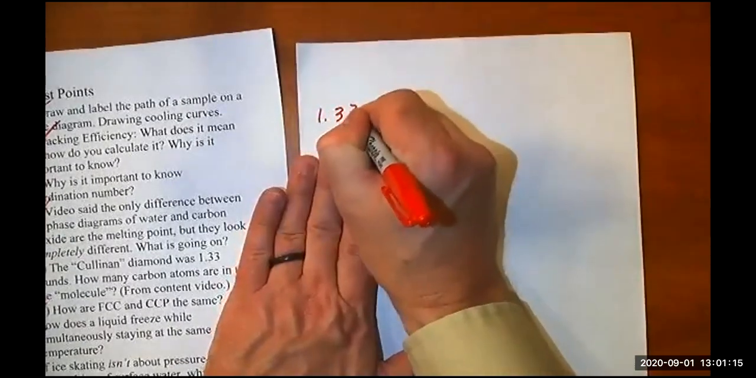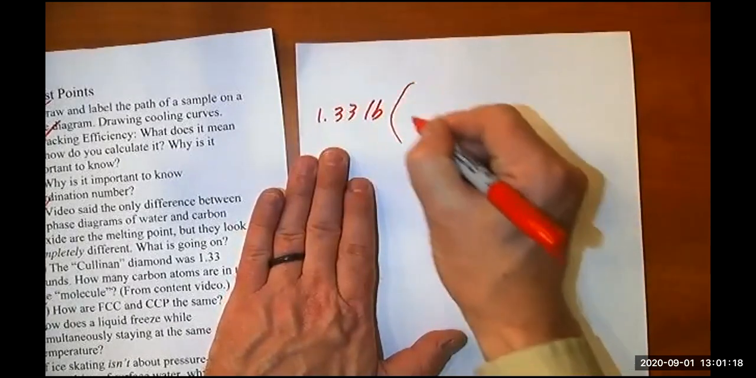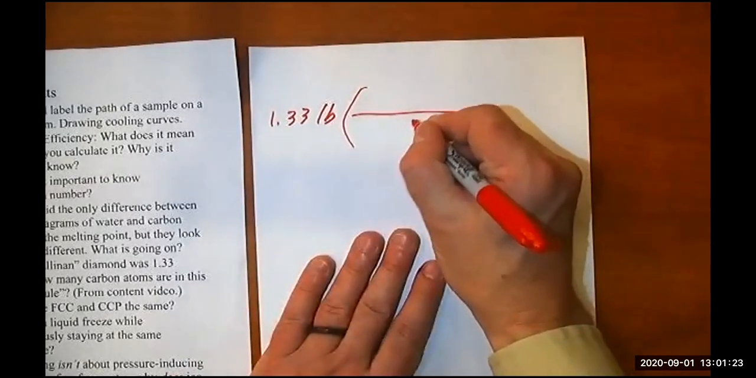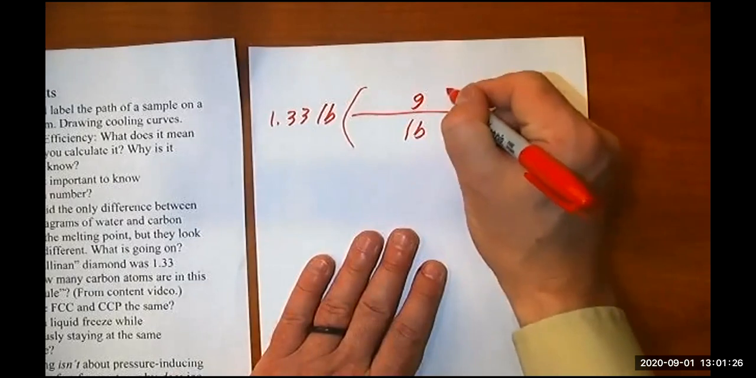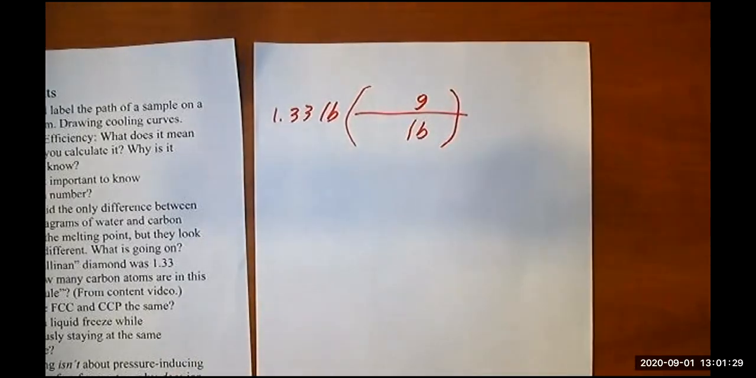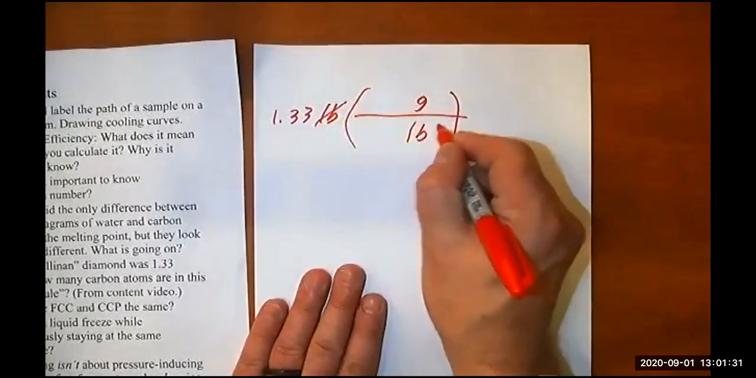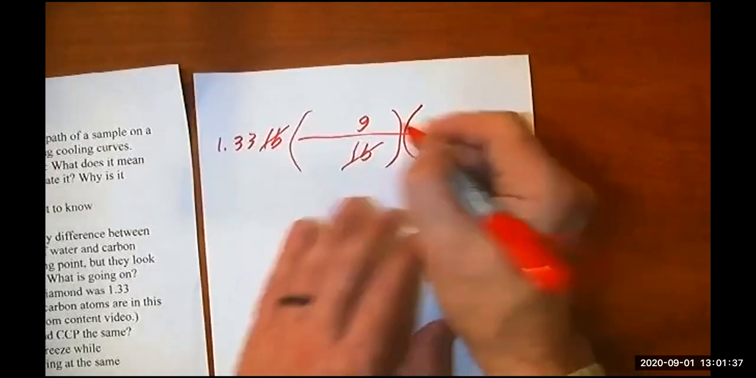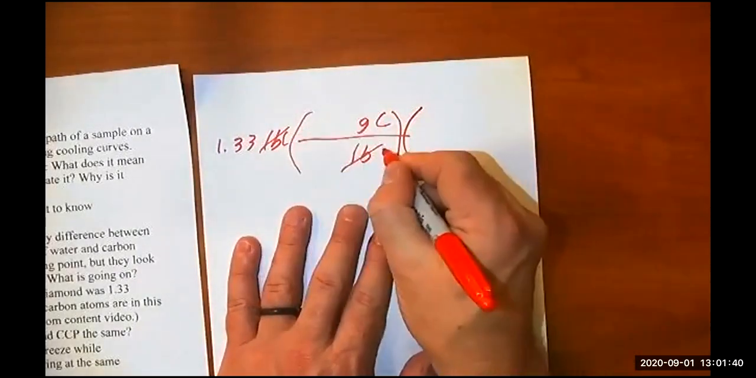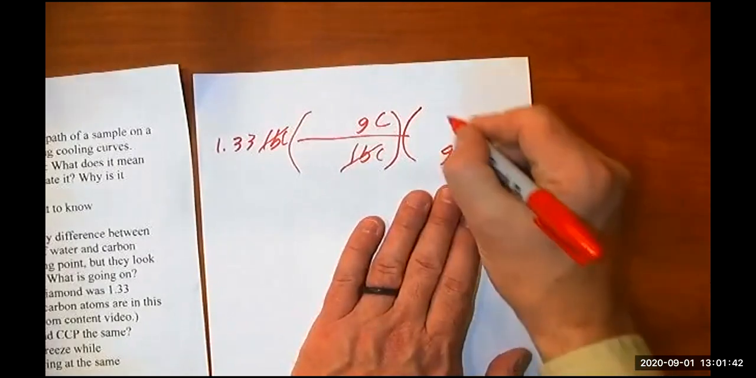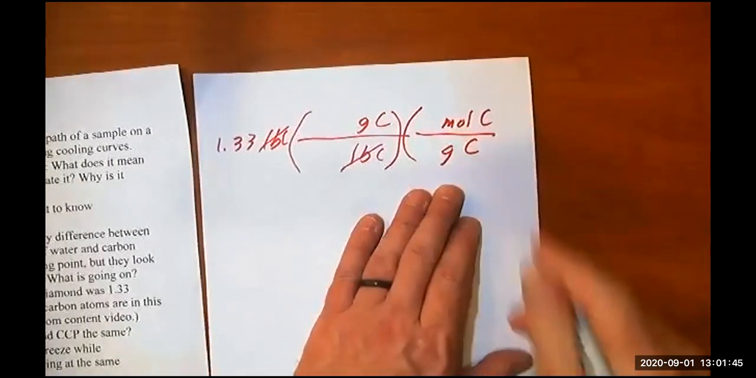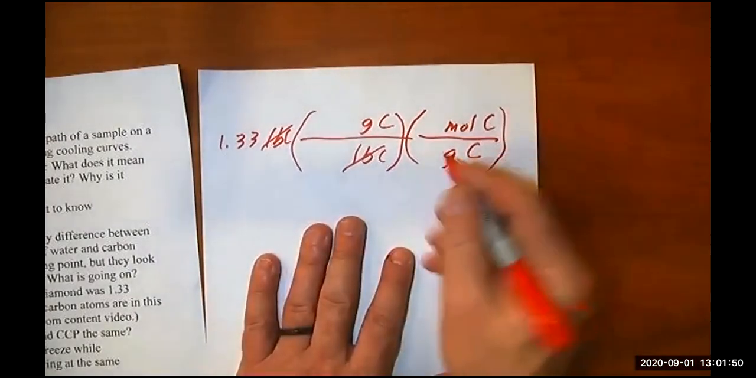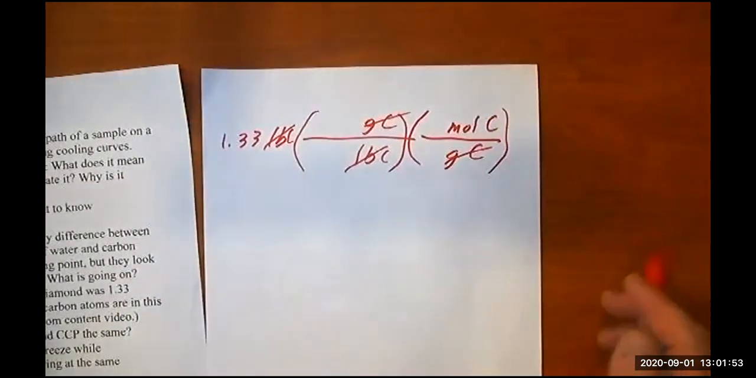Okay, so we know we have 1.33 pounds. And you're going to have some kind of conversion factor, because we don't like using pounds in chemistry. You have some kind of conversion factor from pounds to grams. I'm going to assume that you can look that up. Pounds are going to cancel. Once you have grams, you can say, okay, and remember this is pounds of carbon. So you can have grams of carbon to moles of carbon using the molar mass. All right, molar mass of carbon. That's going to cancel, and you're going to have moles of carbon.